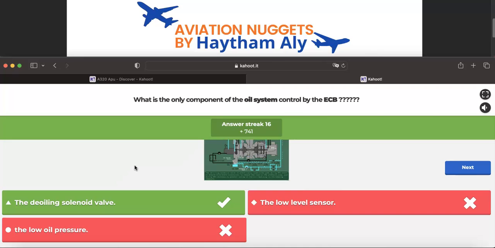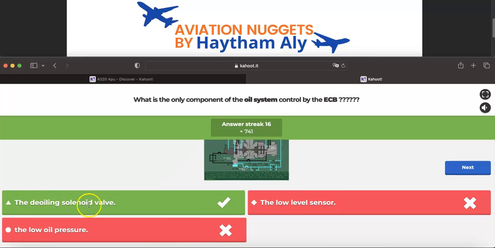The oil system of the APU is mainly composed of a pressure pump and a scavenge pump, and we have four locations in the APU that need oil. They are the forward bearing, the aft bearing, the accessory gearbox, and the AC generator. Okay, everybody, so the ECB will control in the oil system the de-oiling solenoid valve.